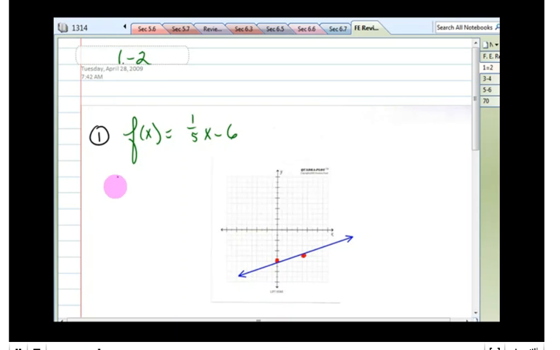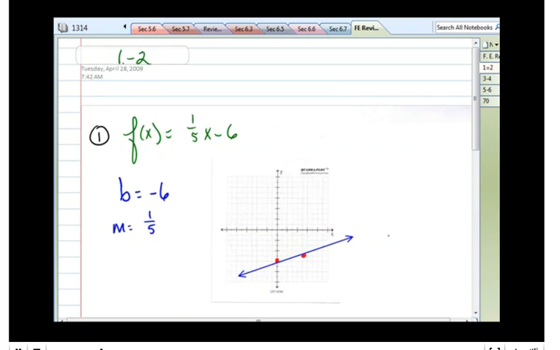In other words, on this one, b, what is b? B is equal to -6. That's the y-intercept. So you would need to show -6 here. And then the slope is 1/5, which means you go up 1 over 5. That's how I got that second dot.